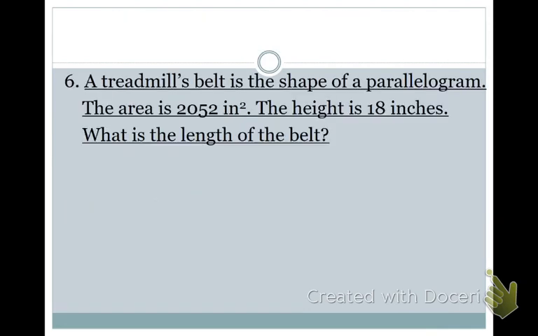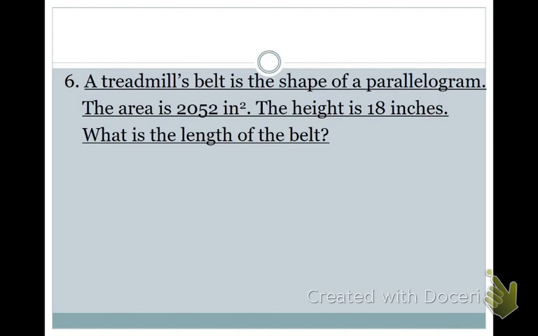All right, here we go. We're going to do the last and final problem for today, so go ahead and take a couple minutes and write down this story problem for me, please. All right, tonight on your homework, you're going to have one story problem, so I wanted to give an example of this. For number 6, it says, a treadmill's belt is the shape of a parallelogram. The area is 2,052 inches squared. The height is 18 inches, and now you've got to find what the length of the belt is.